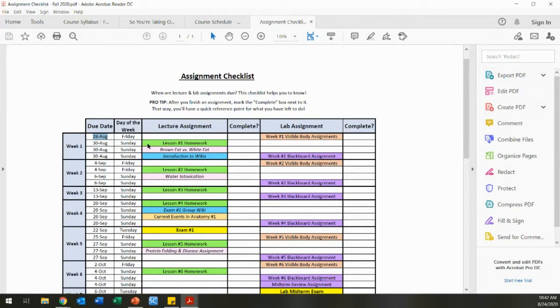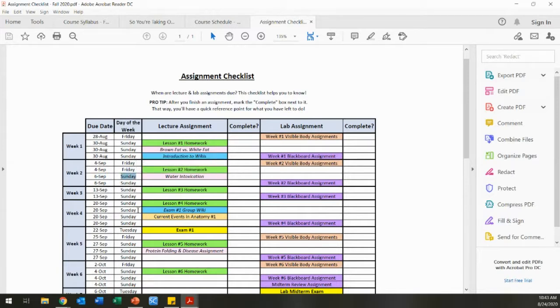On Sunday, we have our first round of lecture stuff due, and we also have a Blackboard assignment due for lab as well. So we need to complete lesson number 1 and the extra learning activity of lesson number 1 by midnight on Sunday. We also need to complete that first group wiki assignment, and we need to complete our first lab Blackboard assignment. So notice for lab, there's only ever 2 kinds of assignments, either a Visible Body assignment, which is always due on Friday, or a Blackboard assignment, always due on Sunday. And for your lecture assignments, again, they're always either due on Friday or they're due on Sunday.